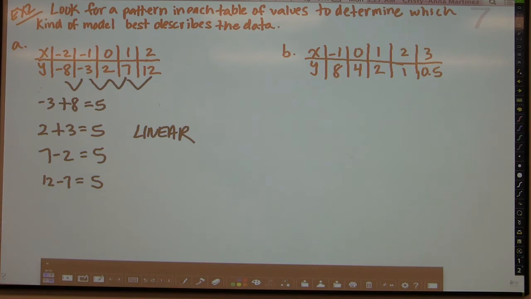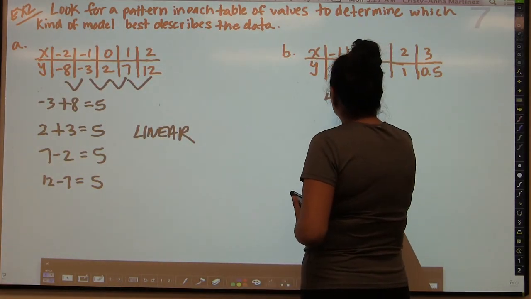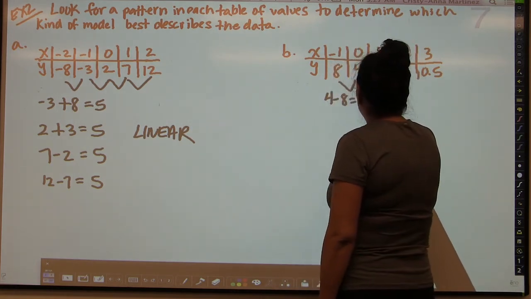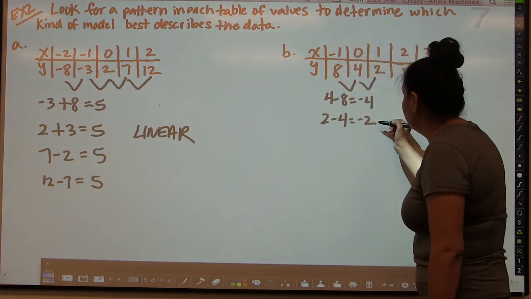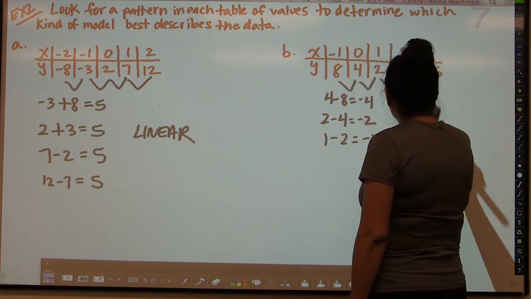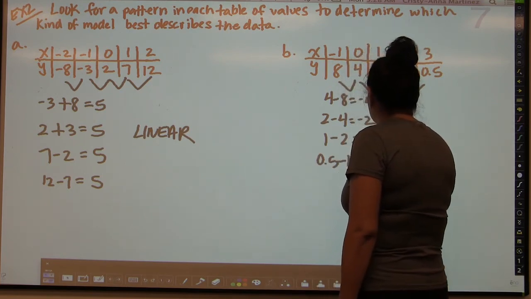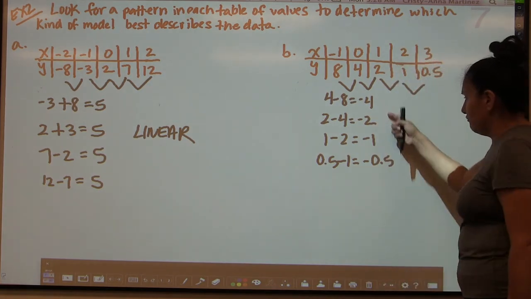Then we're going to do the same thing with part B. Part B, we're going to take 4 minus 8, which gives us -4. Then 2 minus 4, which gives us -2. So you can already see that they're not the same. But we keep going: 1 minus 2 is -1. And then 0.5 minus 1 is -0.5. So they're not the same, but nonetheless, these are the first differences.